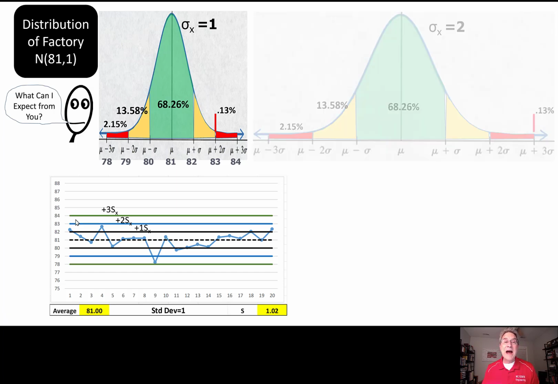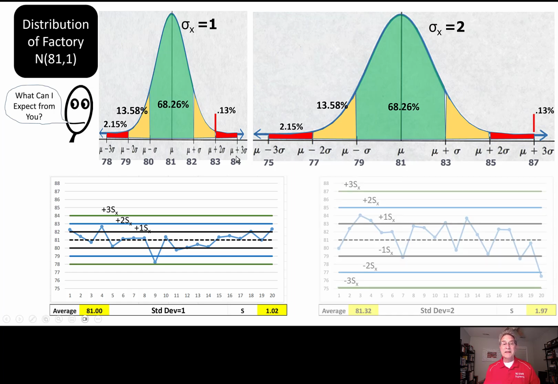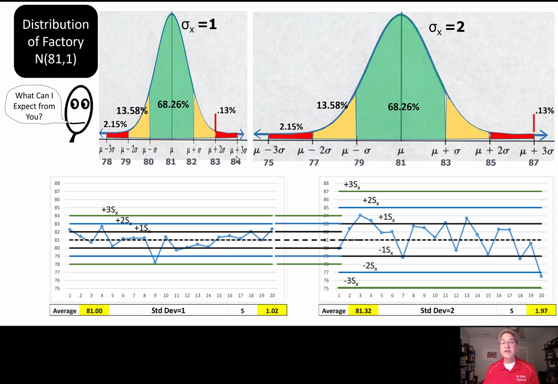Now look at a standard deviation of 2. The spread of our normal curve has doubled. The percentages are the same, but the spread has doubled. And look, we now go from 75 to 87 instead of 78 to 84. And I'm going to put the graphs next to each other so that you can see. So look at what's happened to what we can expect. The range of what we can expect is way wider. So in one sense, you can say it's harder for me to know what to expect because I got a way wider range to pick from.